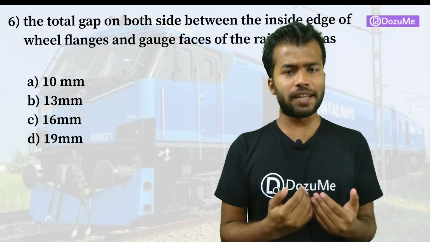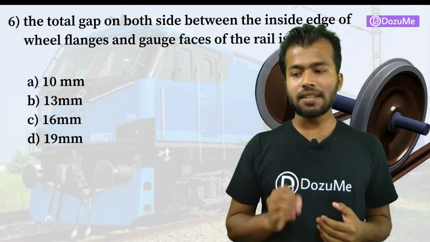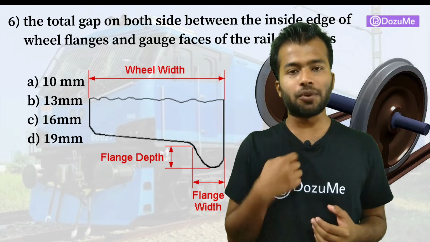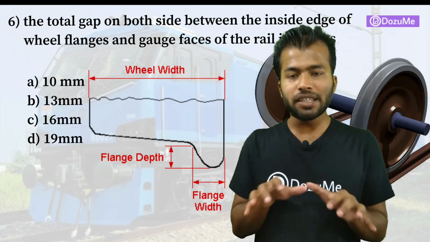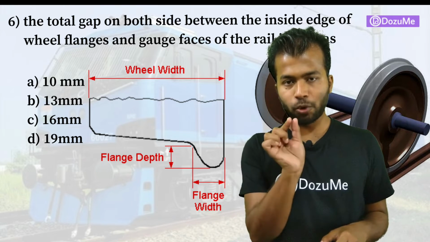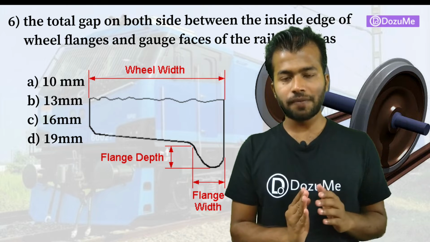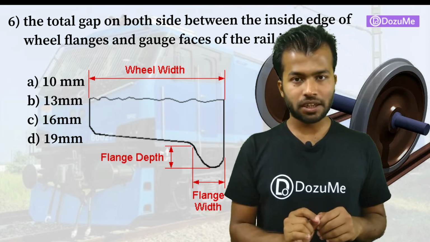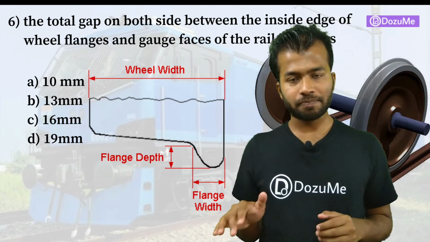So what is wheel flange? Wheel flange is the extra portion of the wheel provided for the stability of the track. Okay, so the extra portion, the extra edge of the wheel is known as wheel flange, provided for the stability in track.